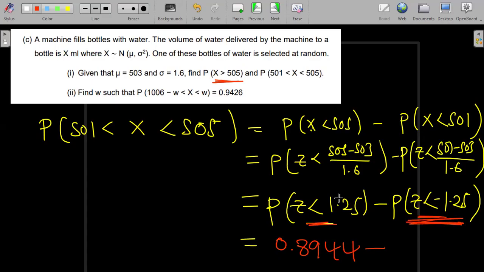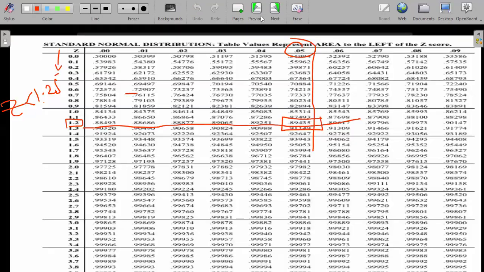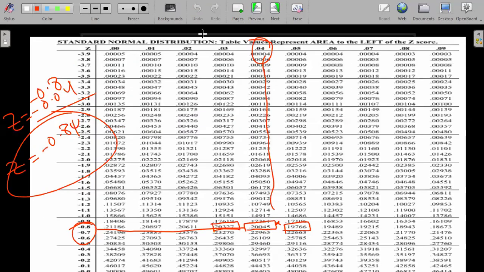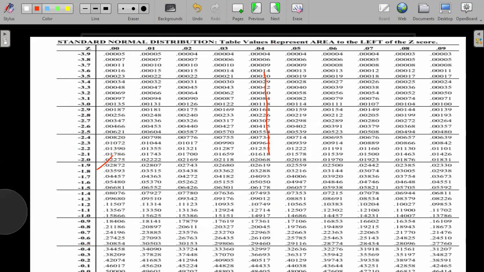So we go to the negative z-score table. We're finding the probability that z is less than minus 1.25. If I go here, I have to look at this negative table. Minus 1.2 will be in this column, and then the 0.05 will be in that row. So it's there.